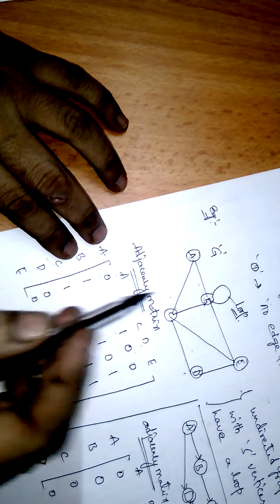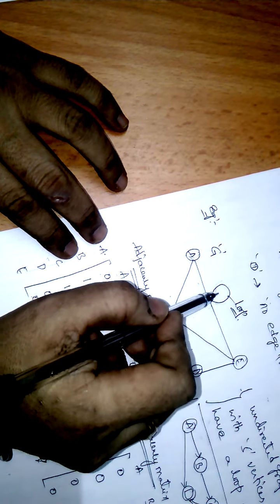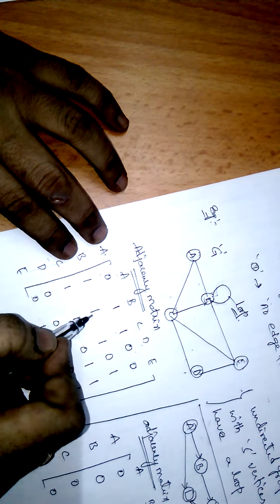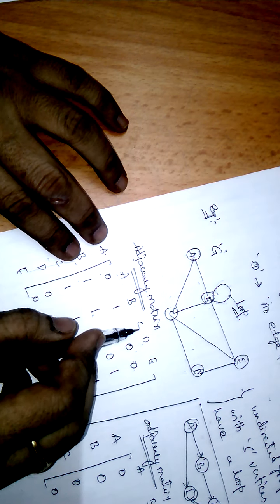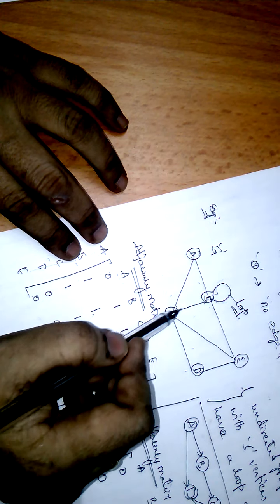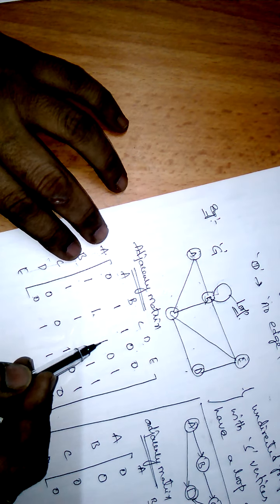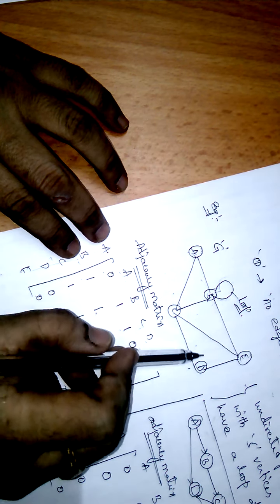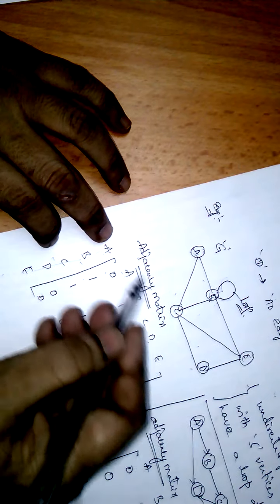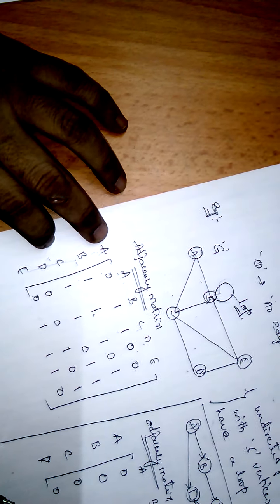Next, B to B. There is an edge from B to B. It's called a loop, so the value is 1. Now B, C. There is an edge from B to C, so the value is 1. Next, B to D. D is not adjacent to B, so there is no edge. Like this, we have to represent the adjacency matrix of a given graph.